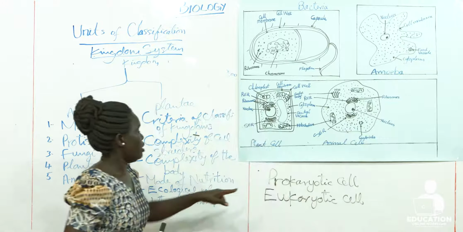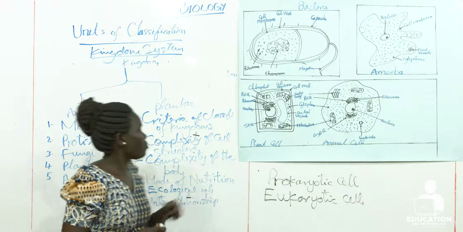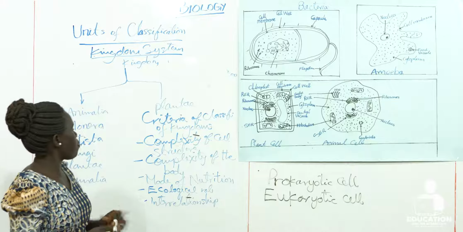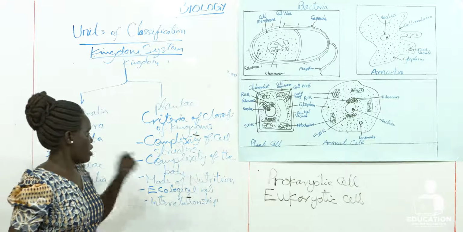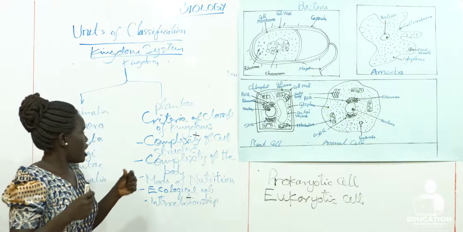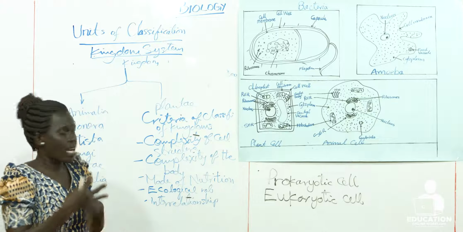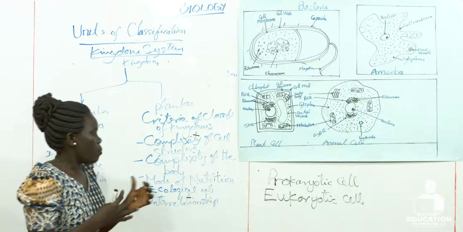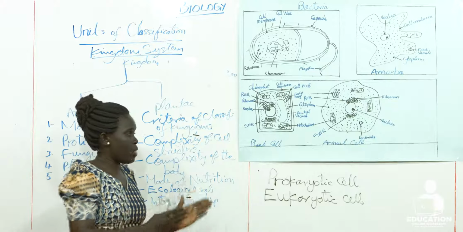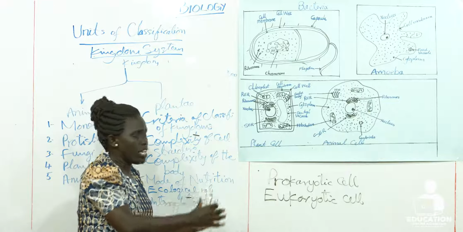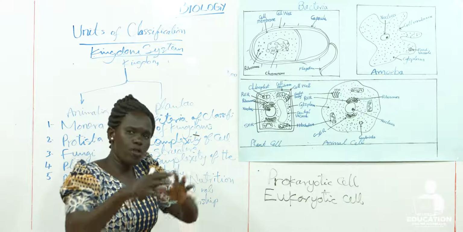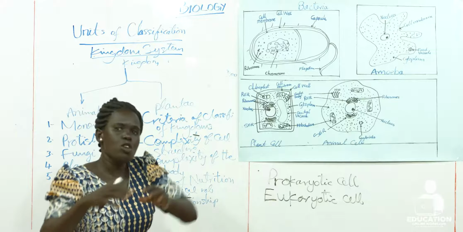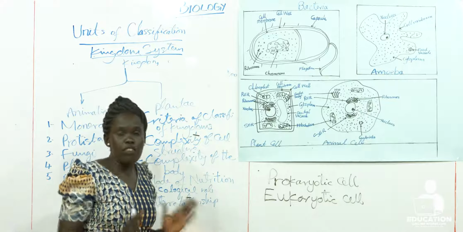That's the reason that made them look at the complexity of cells. Then complexity of the body. This is the way the body is organized. You know, the body of living organisms, sometimes it starts with the cell, group of cells, then will lead to the tissue, group of tissue will give us organ, group of organ will give us organ system, group of organ system will give us an individual.